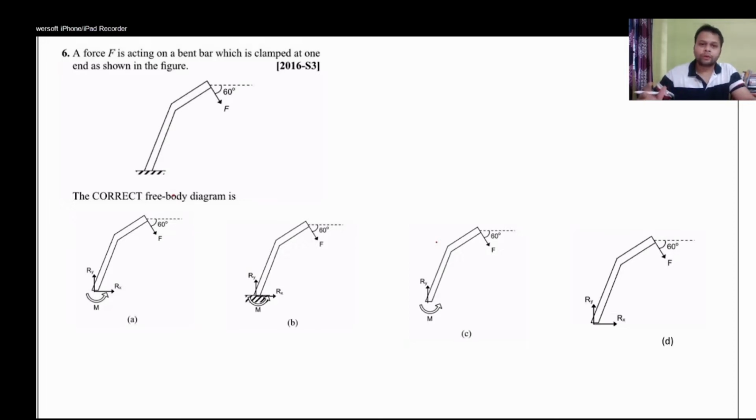Okay, this is a very simple question, but a conceptual question. Question on FBD. If force F is acting on the bent bar, which is clamped at one end as shown in the figure, which is the correct free body diagram? It's a very simple question, very interesting question.